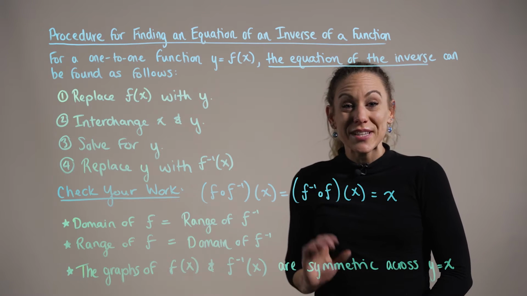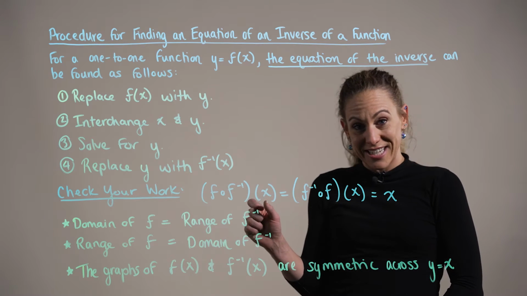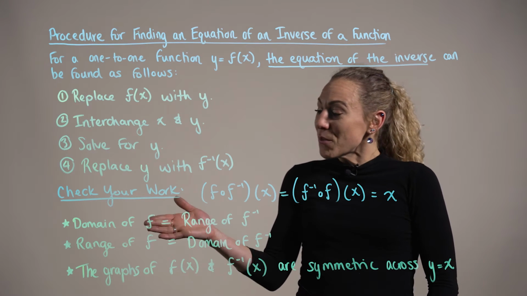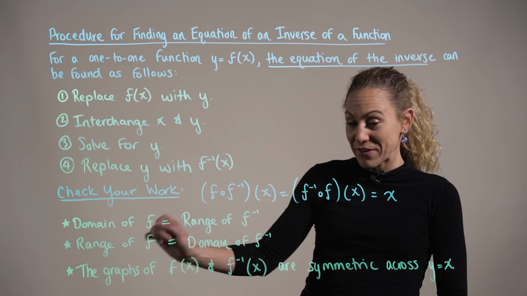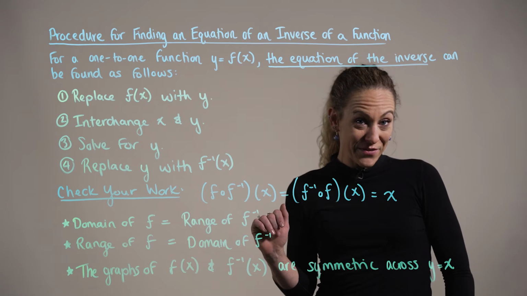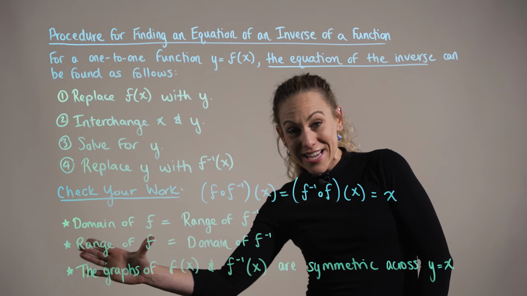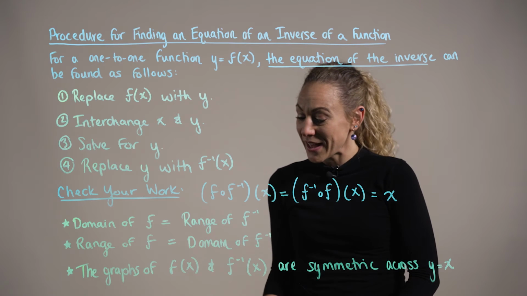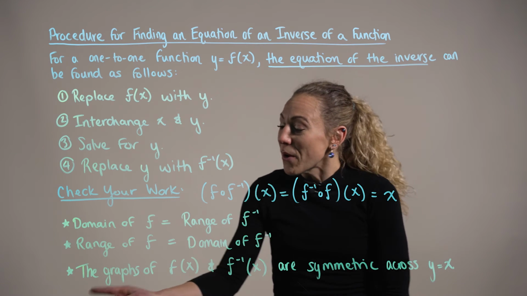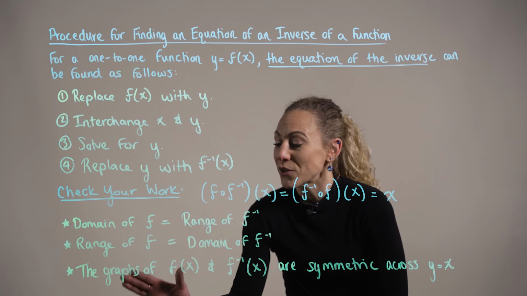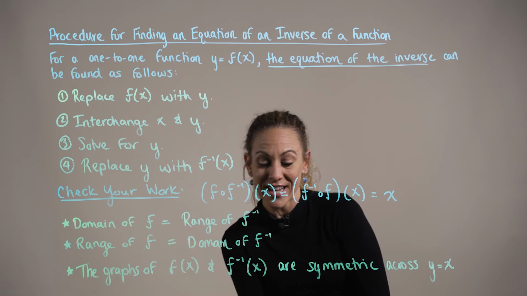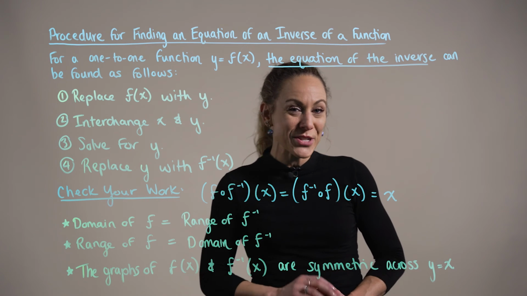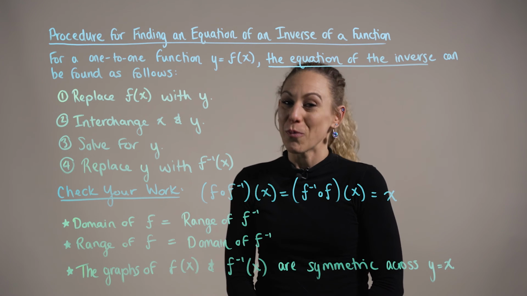In addition to using the formal definition or the composition identity to check that a function and its inverse are in fact inverses, we also want to keep in mind that the domain of our given function must be equal to the range of the inverse function we found, and that the range of the given function must also be equal to the domain of the inverse function we found. And last but not least, we also want to check that the graph of the given one-to-one function and the graph of the inverse function we found must be perfect mirror images across the diagonal line y equals x.